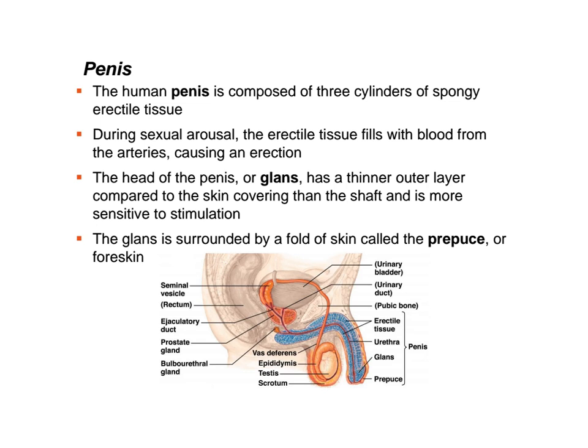The human penis is composed of 3 cylinders of spongy erectile tissue. During sexual arousal, the erectile tissue fills with blood from the arteries, causing an erection. The head of the penis, or glans, has a thinner outer layer compared to the skin covering the shaft and is more sensitive to stimulation. The glans is surrounded by a fold of skin called the prepuce, or foreskin.